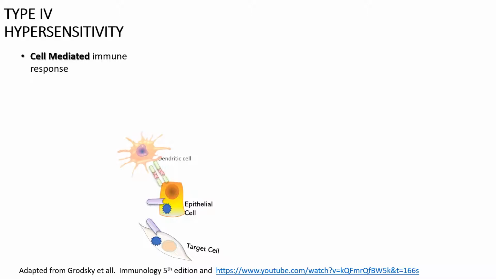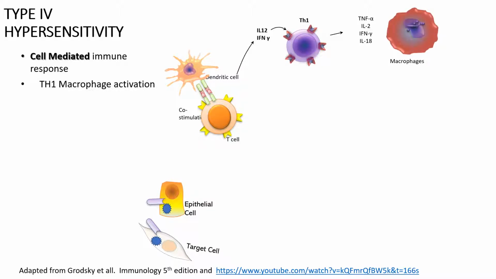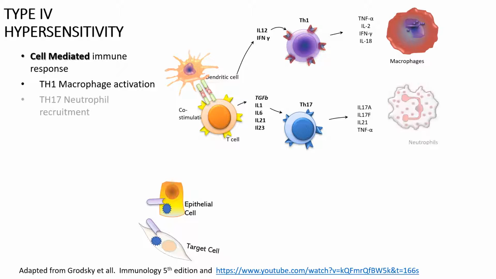Type 4 hypersensitivity is a cell-mediated immune response. The cells that have the allergen or the drug that's immunogenic will be presenting it to the dendritic cell that migrates to the lymph nodes, engages the T cells, and with the appropriate co-stimulation will differentiate the T cell into a Th1 that will activate macrophage responses, or Th17 that will recruit neutrophils.